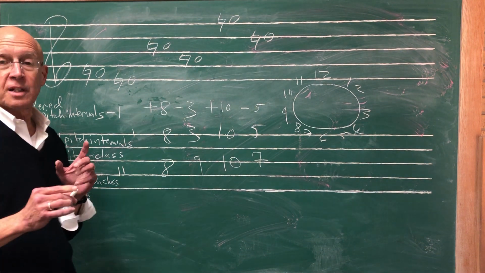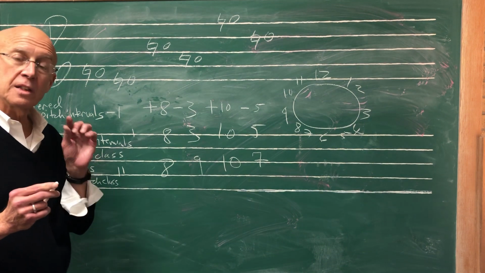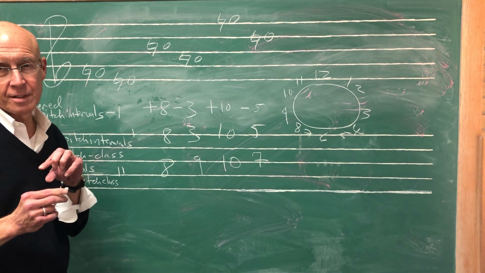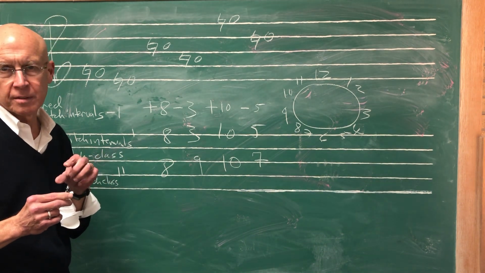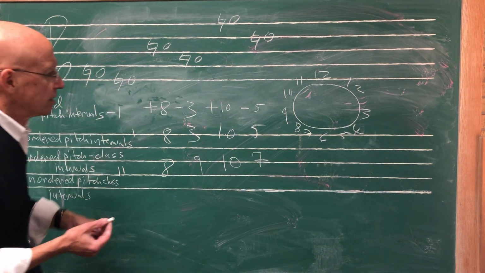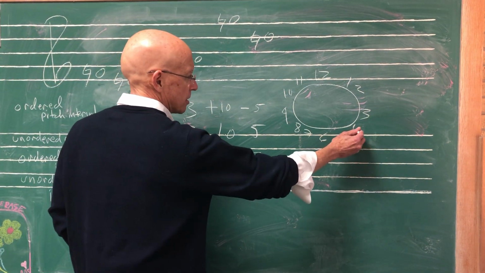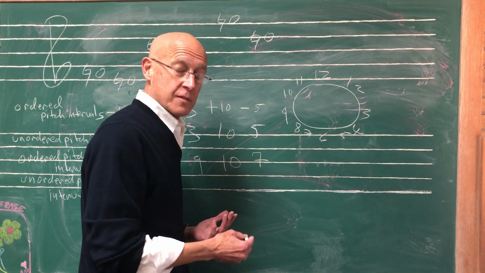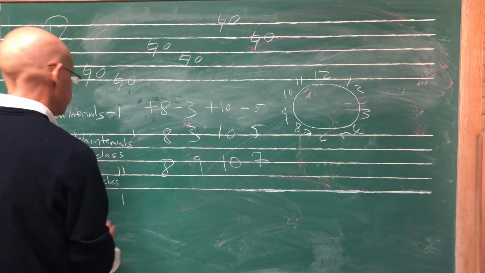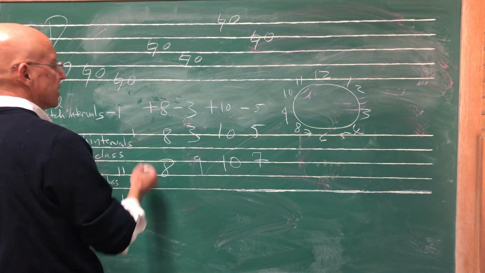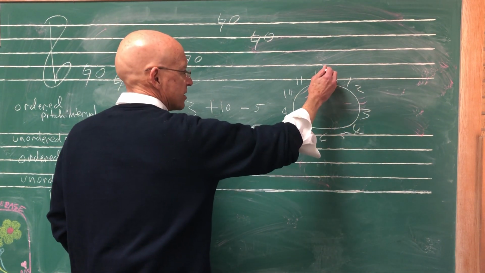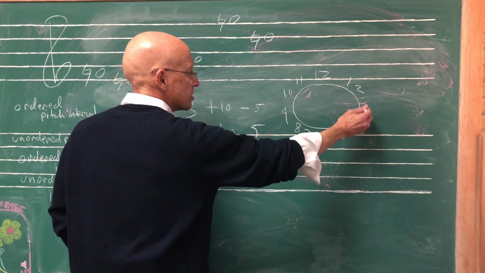An unordered pitch class interval is the shorter distance, clockwise or counterclockwise, from one pitch class to another. So, F to E, 5 to 4. The closer distance is obviously counterclockwise. 1. E to C, 4 to 12. This distance is obviously closer than this one. 1, 2, 3, 4.